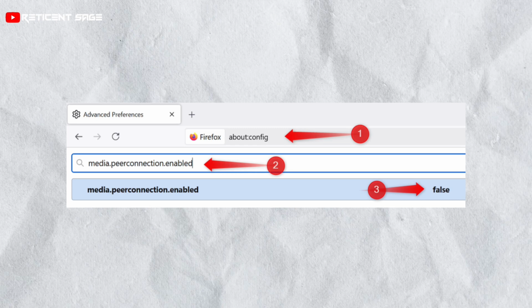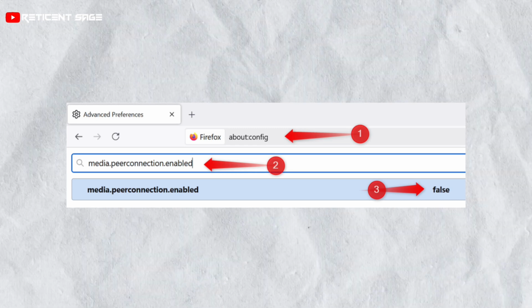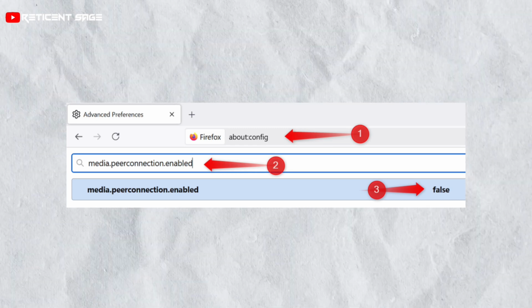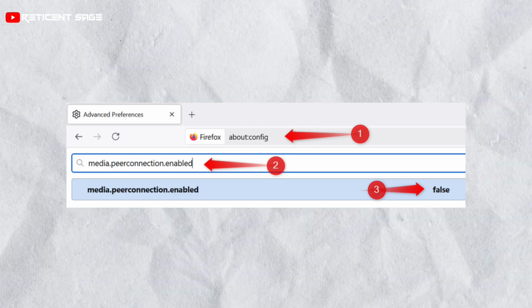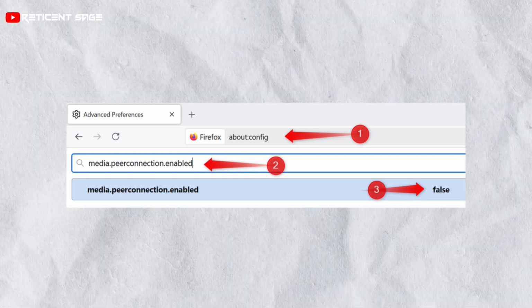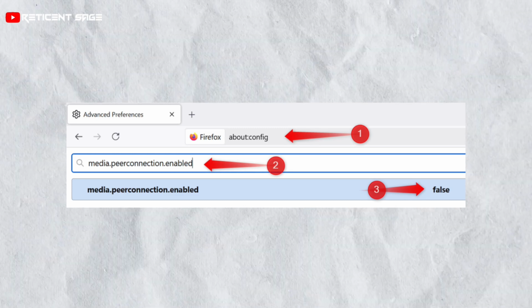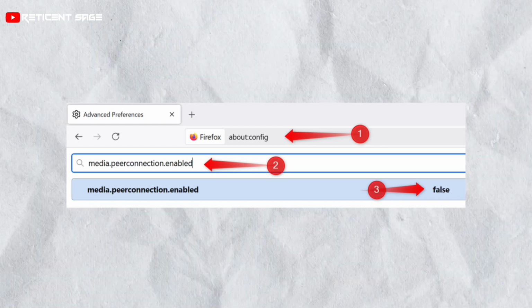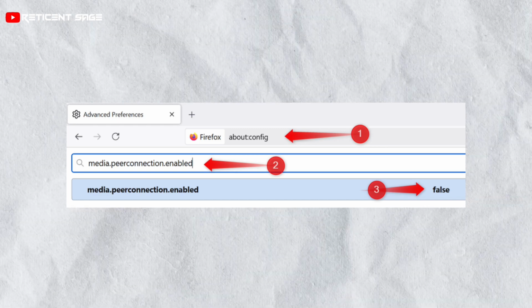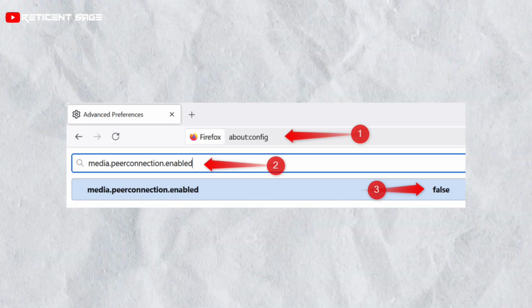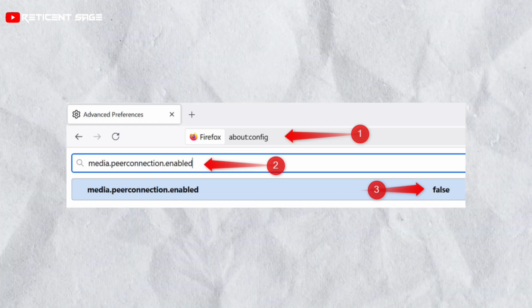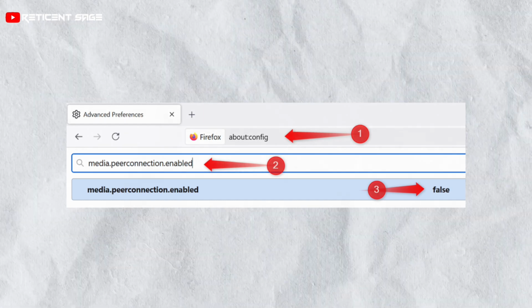Here's how. 1. Type about:config in the browser's address bar and press Enter. 2. Click Accept the Risk and Continue. 3. Search for media.peerconnection.enabled in the search bar. 4. Double-click the setting to change its value from true to false, disabling WebRTC and preventing IP leaks. You can always re-enable it by double-clicking the value again.